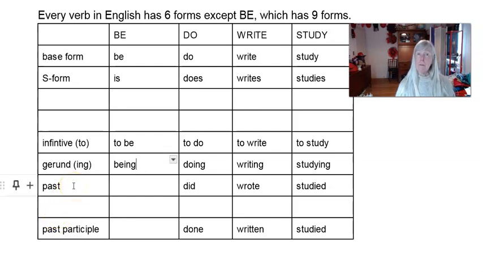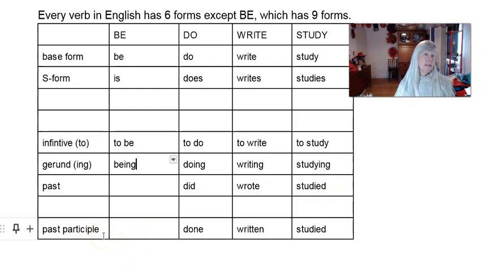The past form. Every other verb in English has only one past form. For do, did. I did, you did, he did, they did. There's only one past form. For write, wrote. I wrote, she wrote, we wrote. There's only one past form. For study, studied. I studied, you studied, she studied, it studied. There's only one past form.